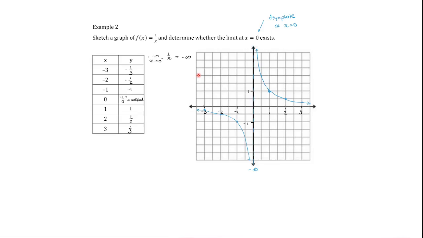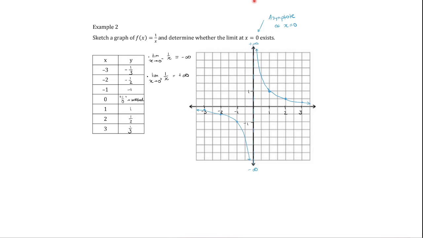Well, what about the right-hand sided limit? What is the limit of 1 over x as x approaches 0 from the right? Well, from the right, we are going to be going up, up, up. Remember that we never touch that asymptote, right? So the function is just going to keep going up and up and up towards positive infinity. So our right-hand sided limit is equal to positive infinity.